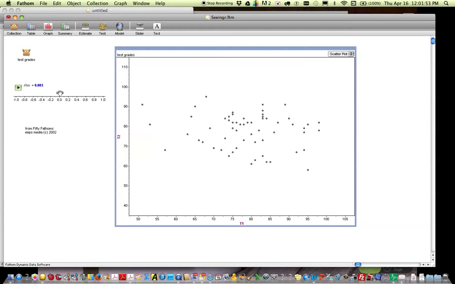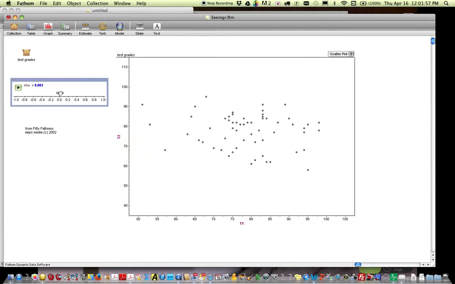This software has the ability to take that correlation coefficient and change it. As I change the correlation coefficient, the points in the picture move, which is a little bit deceiving, because the correlation coefficient doesn't drive the location of these points. It's actually where these points are that determines the correlation coefficient.